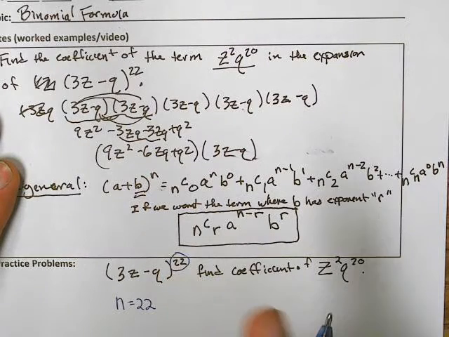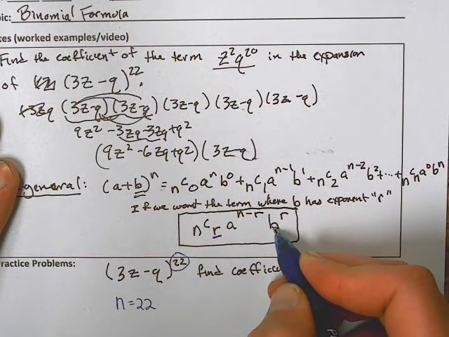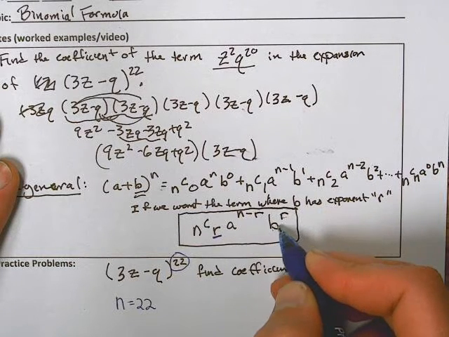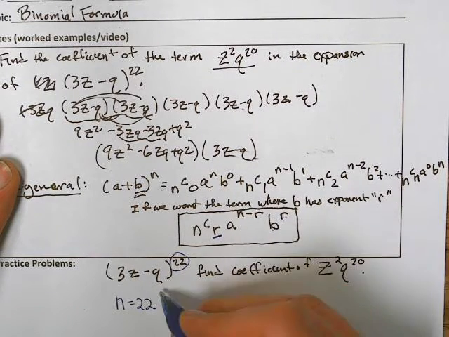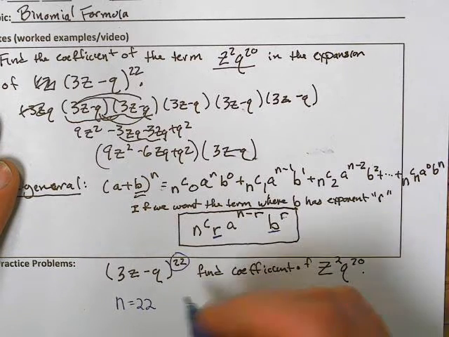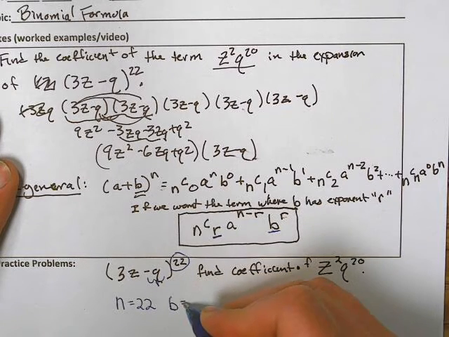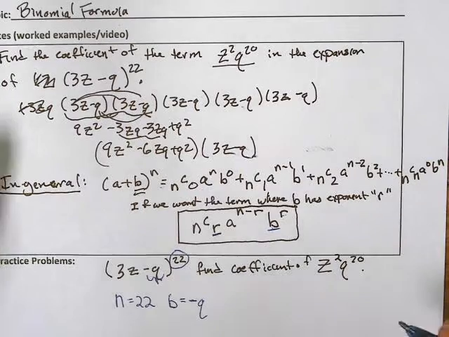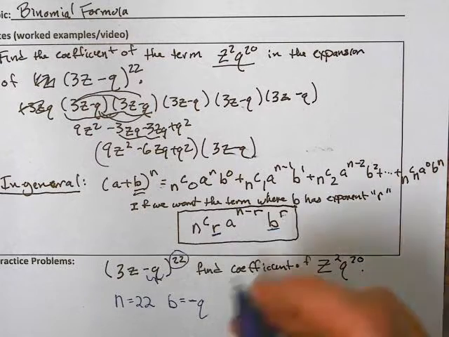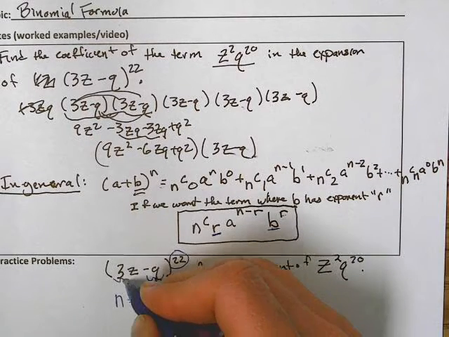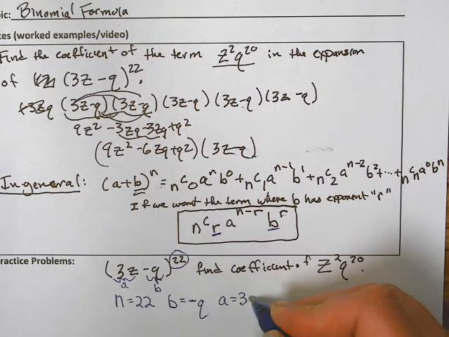Now, the r value that we're going to use in this formula is really the exponent that I want on that second term. See how it says b to the r power? So what that means for my problem is I better know what b is first. So the b value is just the second term. So here, I'm going to let b be negative q. That's going to be my b value. If it's a minus sign in there, include the negative with that b value. This guy is my a value, the first term. So my a value is 3z.